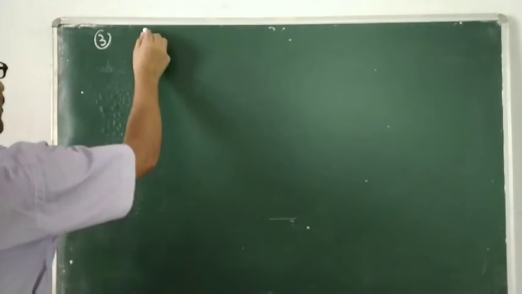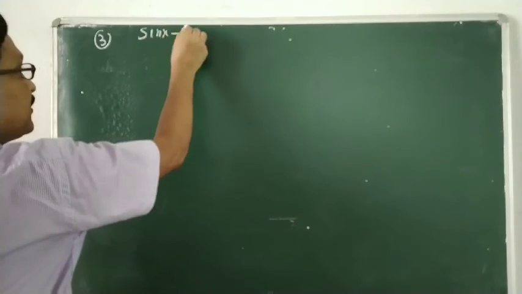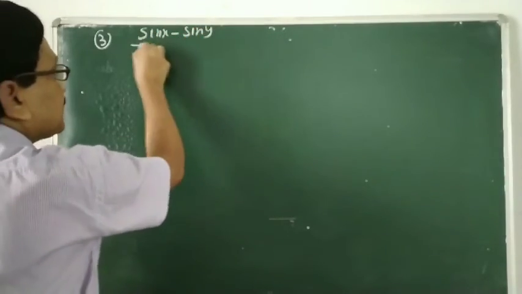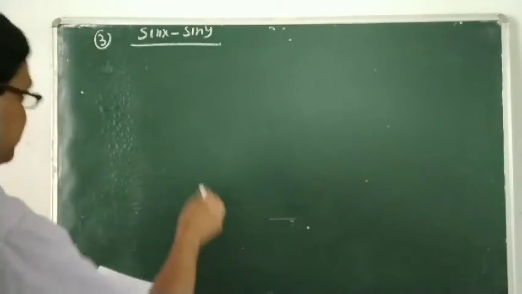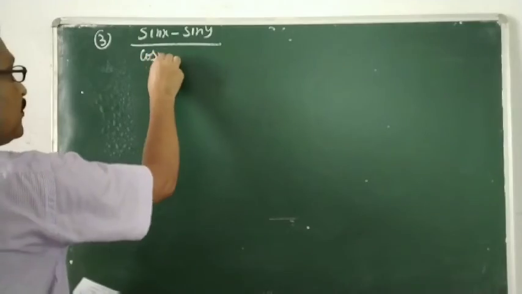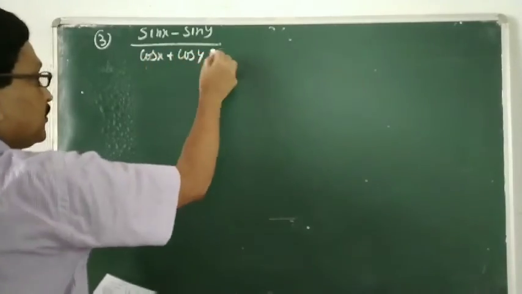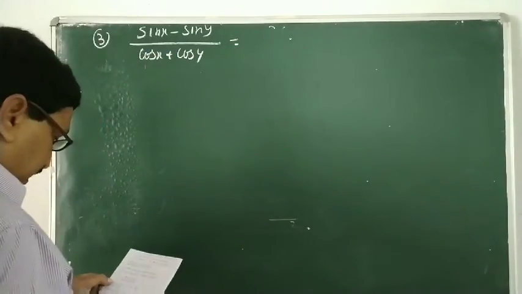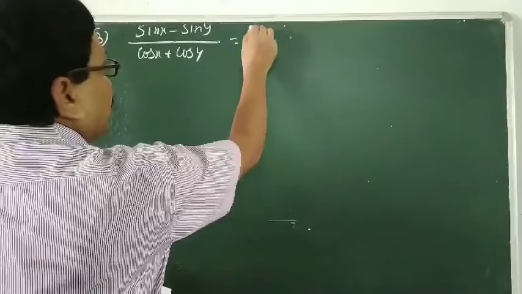Sin x minus sin y by cos x plus cos y is tan x minus y by 2.